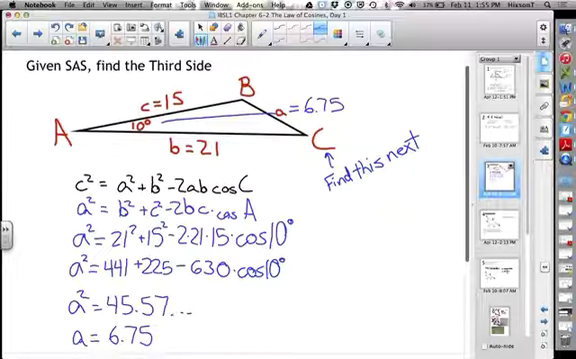To find B, can we do 7.75 over sine A equals 21 over sine of B? You could, but that's an ambiguous case. We wouldn't know if angle B was acute or obtuse. So I'm trying to avoid the ambiguous case.